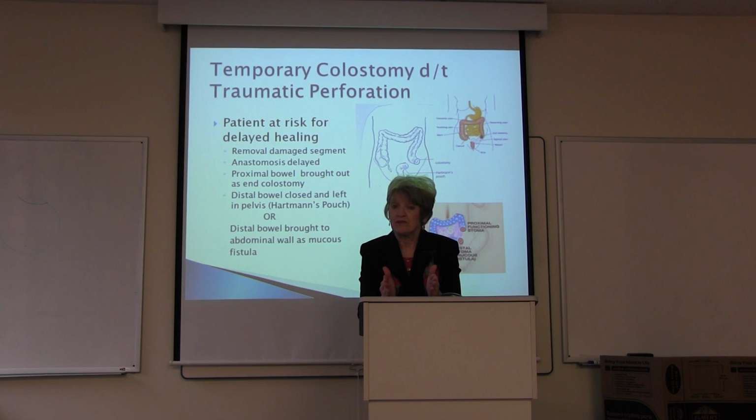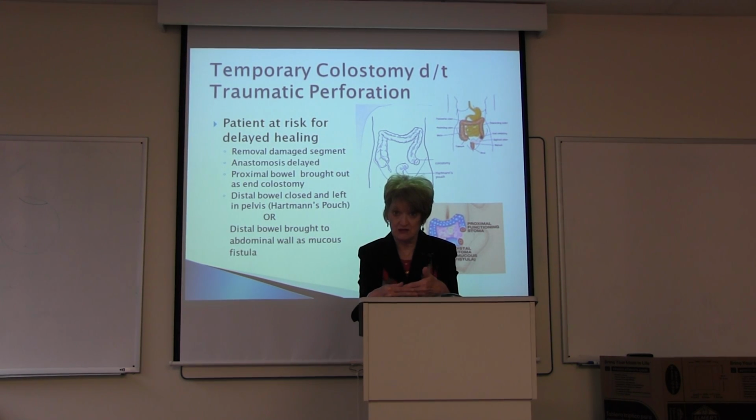Scenario number 2, patient at risk for delayed healing. You're going to remove the damaged section. You're going to go in and do your reconnection. You're going to do the anastomosis. You're going to then do a loop ileostomy to protect that anastomosis until it's well healed, at which point you'll close the loop ileostomy. Option number 3 also involves a patient at risk for delayed healing.